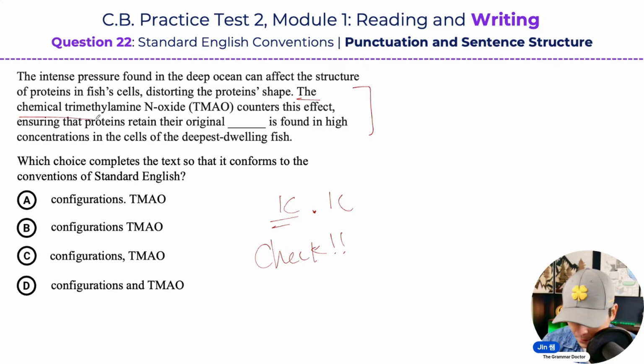It's going to be the chemical, and then from there, TMAO. That's going to be the subject of the sentence, right? Do I have a verb, right? Well, the verb is going to be counters, right? This counters, and then now I have a subject and a verb. Now I have to have a complete thought.